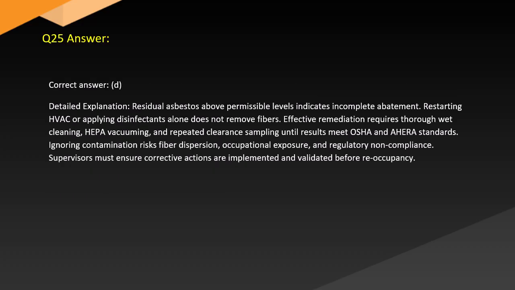Answer. Correct answer: D. Detailed explanation. Residual asbestos above permissible levels indicates incomplete abatement. Restarting HVAC or applying disinfectants alone does not remove fibers. Effective remediation requires thorough wet cleaning, HEPA vacuuming, and repeated clearance sampling until results meet OSHA and AAS standards. Ignoring contamination risks fiber dispersion, occupational exposure, and regulatory non-compliance. Supervisors must ensure corrective actions are implemented and validated before reoccupancy.